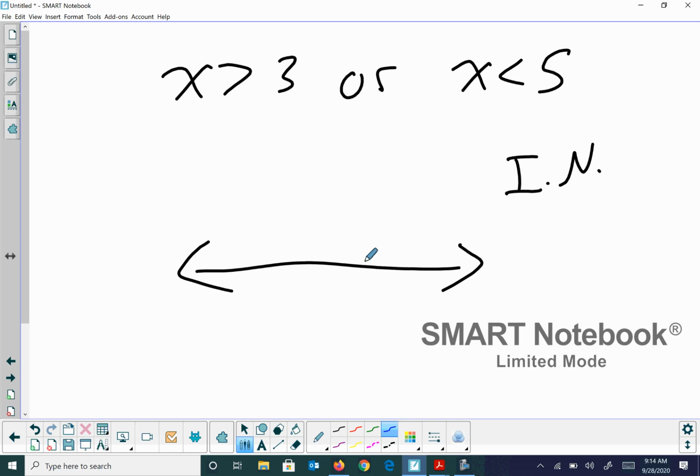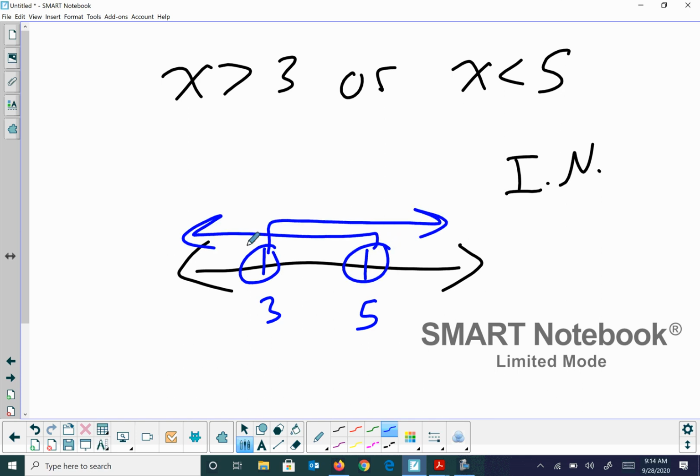Another OR statement. So I have 5 here, I have 3 here. So I have an open dot on 3 going this way, I have an open dot on 5 going this way. There is indeed an overlap. That's where our AND takes place, but we do have the word OR. So our interval notation here is going to go from negative infinity to positive infinity because we only need a part of it to be true.